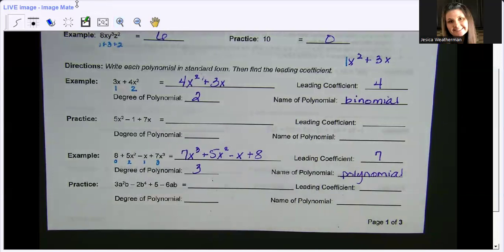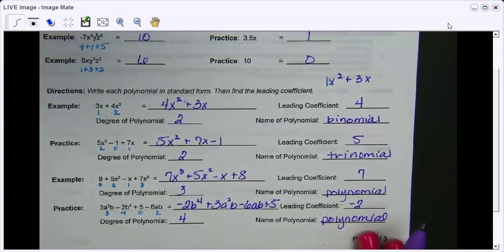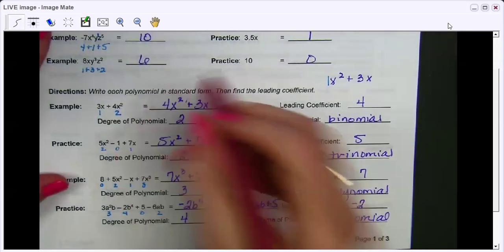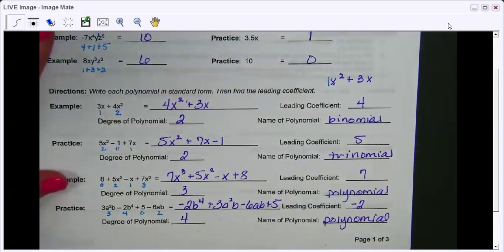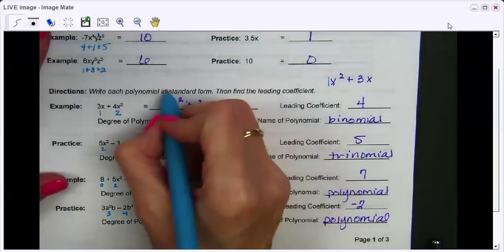Oops. Go ahead and check your answers for the 2 practice problems. Okay, any questions? Oops, I grabbed the wrong pen. All right.